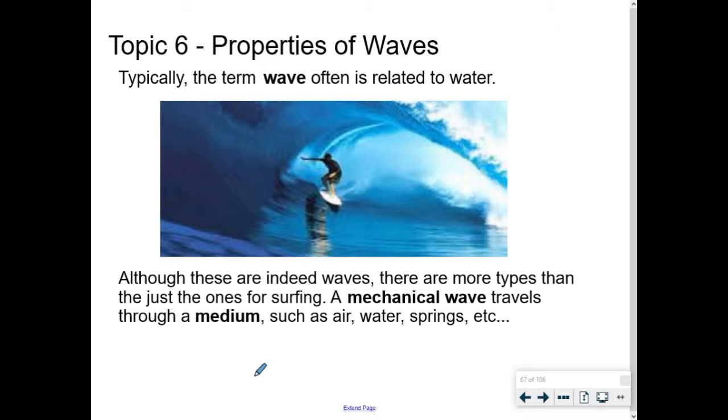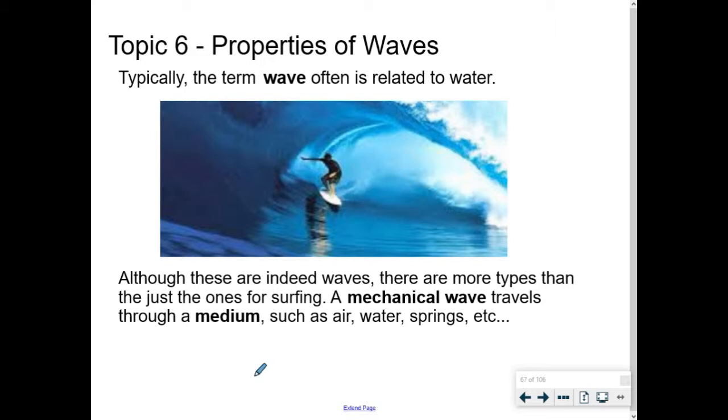If I take this spring right here and have it start vibrating back and forth, I've now made a wave out of it, but that wave is literally traveling through the metal in this spring. That's known as a mechanical wave because something is physically moving up and down.